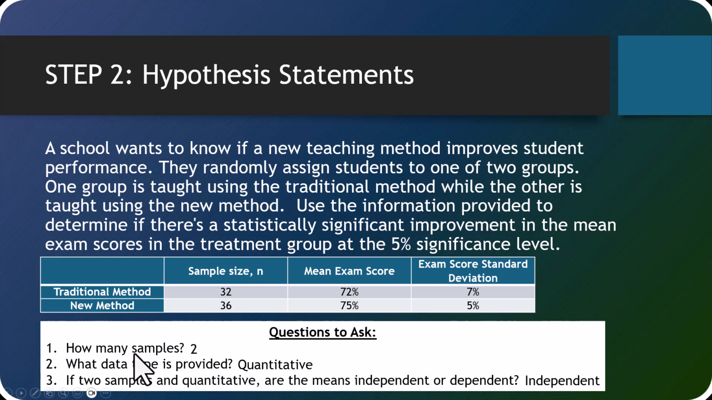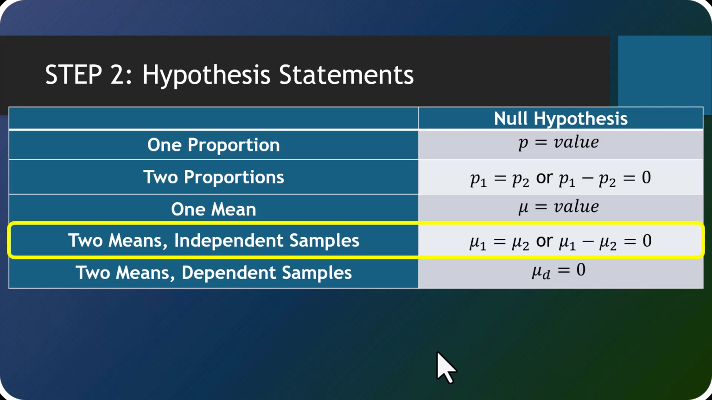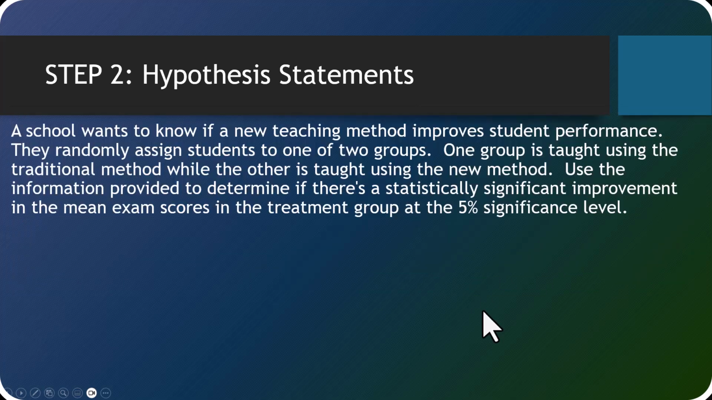So recall that we said that we have two samples, we have quantitative data and independent means. So here is our buffet, if you will, of types of hypothesis tests and their associated null hypotheses. So again, take a minute, pause this video, see if you can figure out which of these we are working with and what is the appropriate null hypothesis to use. So if you said two means with independent samples, that is correct. So this is going to be our null hypothesis.